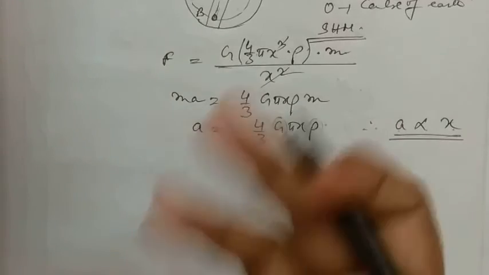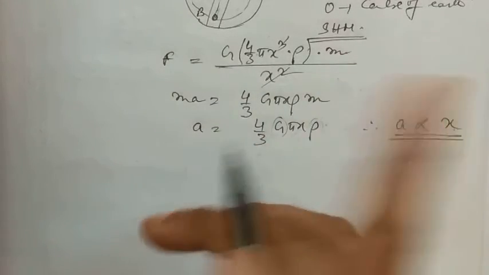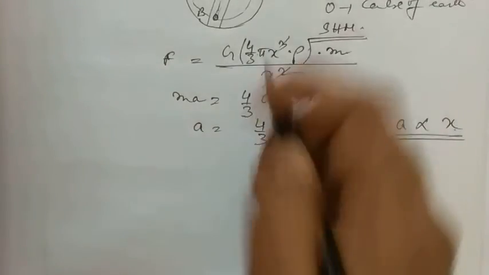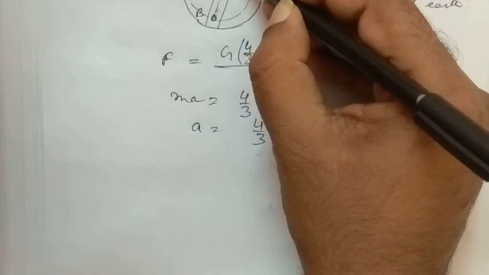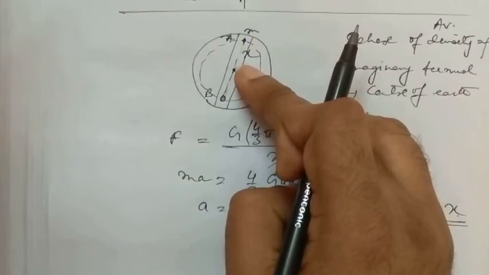Therefore the acceleration of the body is directly proportional to its distance from the center of the earth, and it is always directed towards the center of the earth because the restoring force is always acting towards the mean position. Here the mean position means the center of the earth.